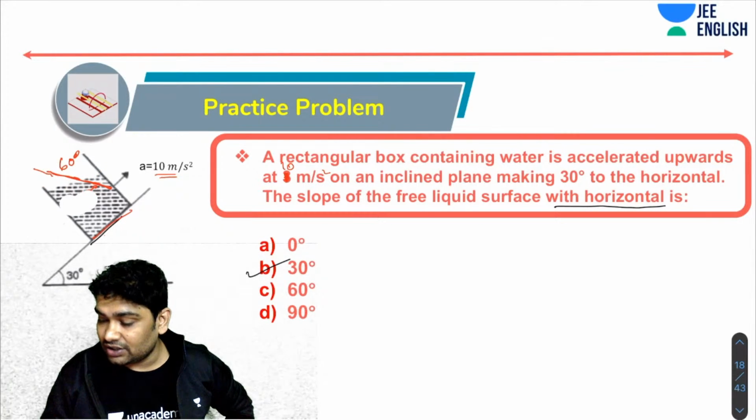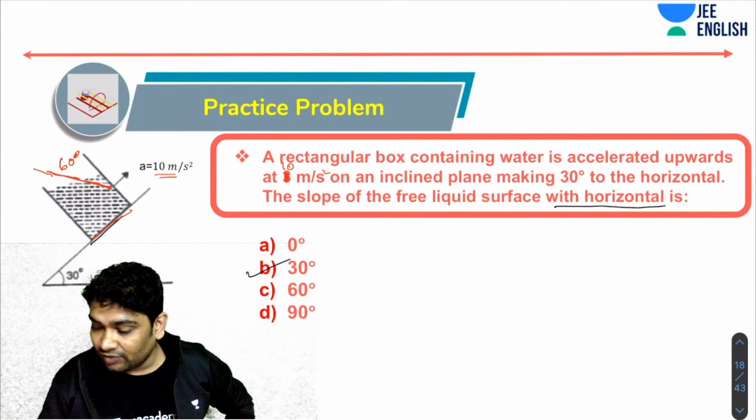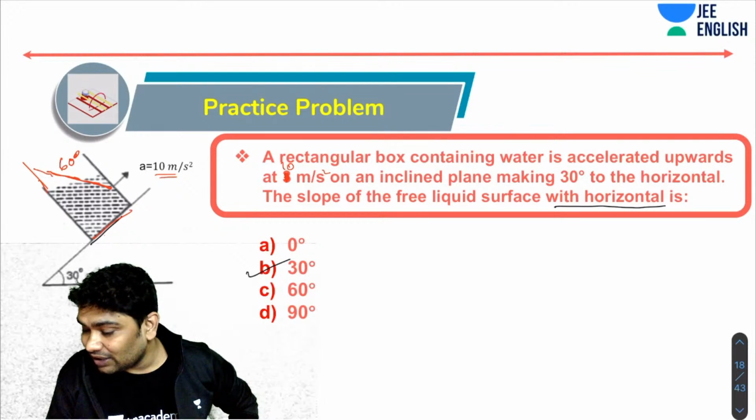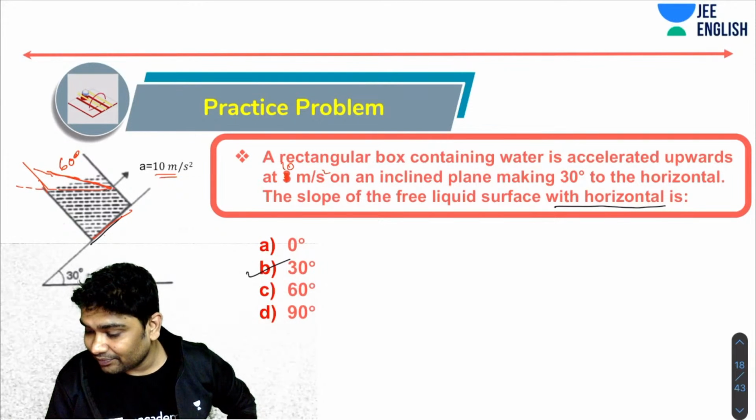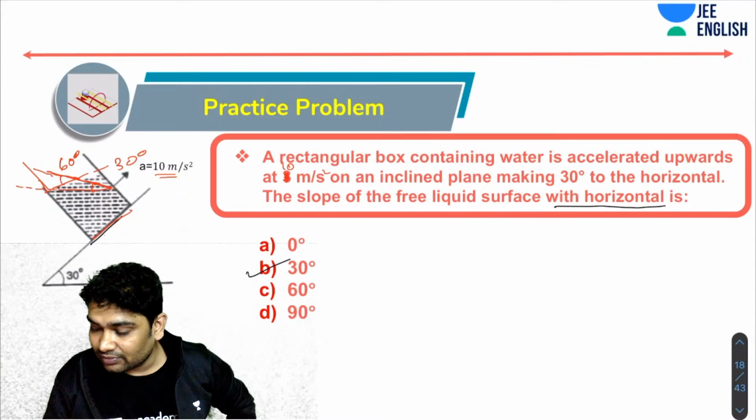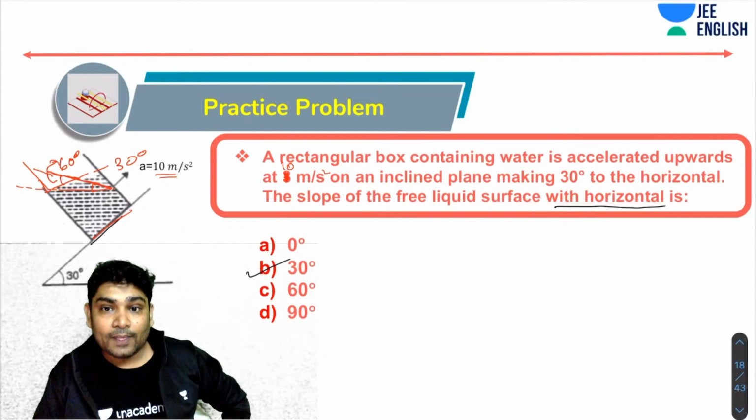The actual situation is like this. The water would have become like this, so that this would have been 30. This would have been 30. And with the incline, this would have been 60. Okay, got it.